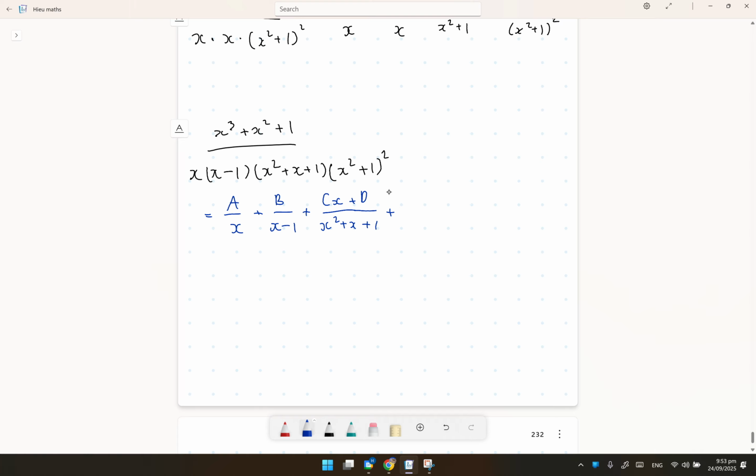Okay. Next one. Now we have 2 of these, 2 of x squared plus 1s. So the first one, remember, if we have it to the power of 2, we have to do it 2 times with ascending powers, right? The first time is going to be only the power of 1, so it's going to be x squared plus 1 to the power of 1, which we can ignore, right?